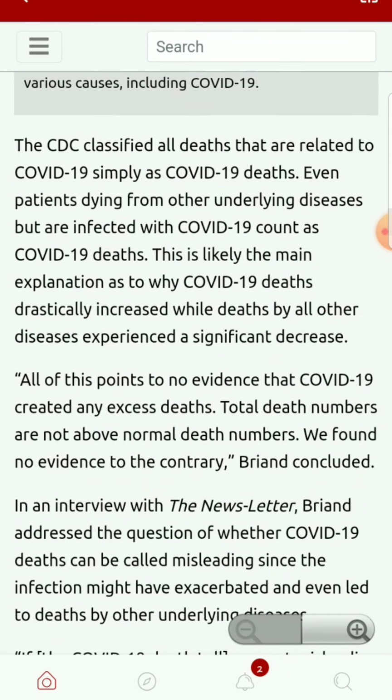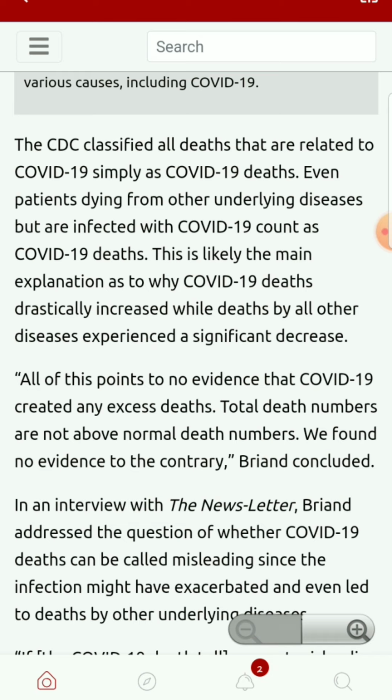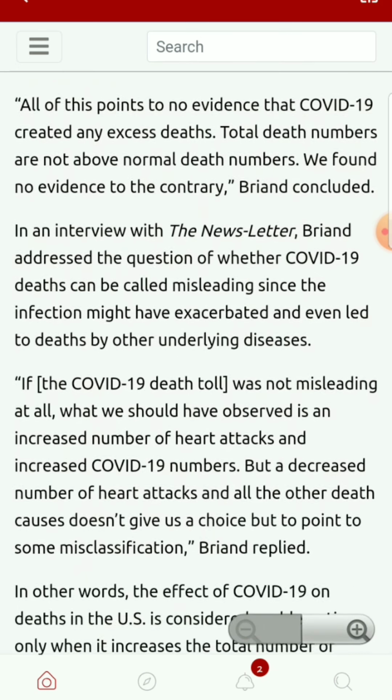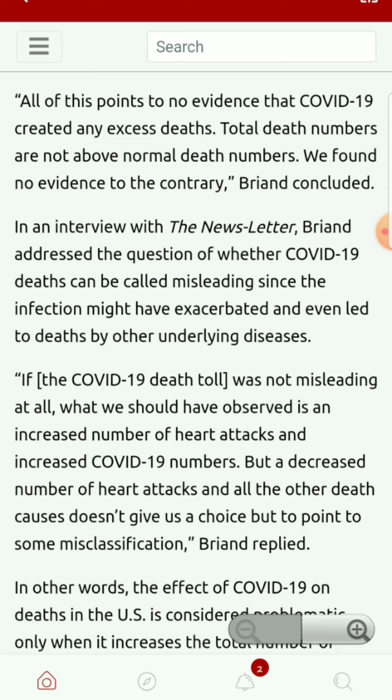The CDC classified all deaths that are related to COVID-19 simply as COVID-19 deaths. Even patients dying from other underlying diseases but who are infected with COVID-19 count as COVID-19 deaths. This is likely the main explanation as to why COVID-19 deaths drastically increased while deaths of all other diseases experienced a significant decrease. All of this points to no evidence that COVID-19 created any excess deaths. Total death numbers are not above normal death numbers. We found no evidence to the contrary.